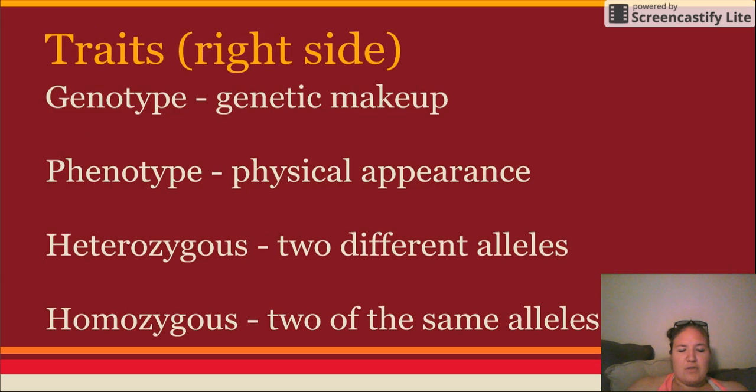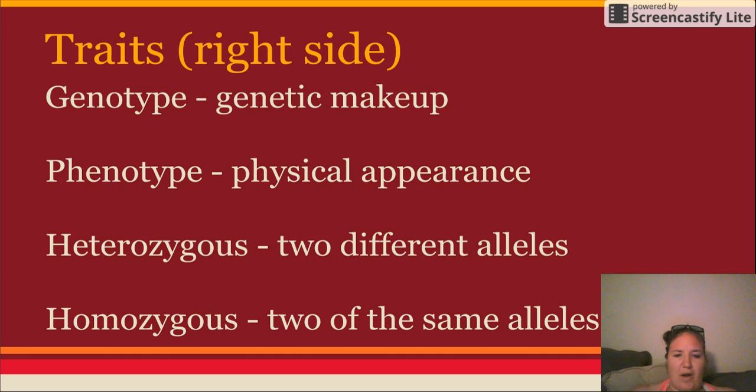A few more things you need to know about traits is that there's something called a genotype, and your genotype is your genetic makeup. So this is whether you're big B, little b, or big B, little b. It's what your actual genetics look like. And the second one I want you to know is called phenotype, and phenotype is strictly talking about your physical appearance. So phenotype, physical appearance.